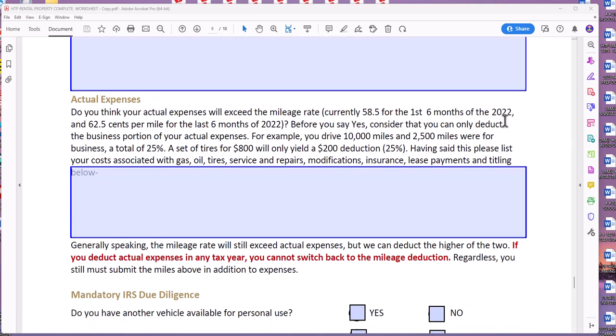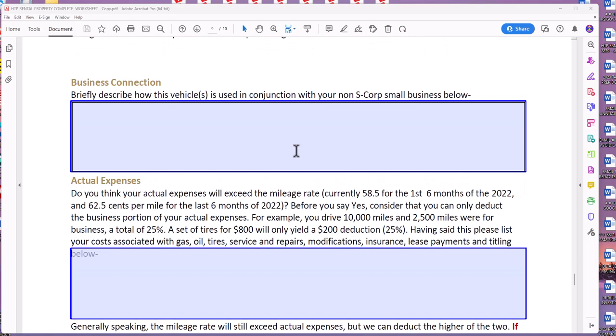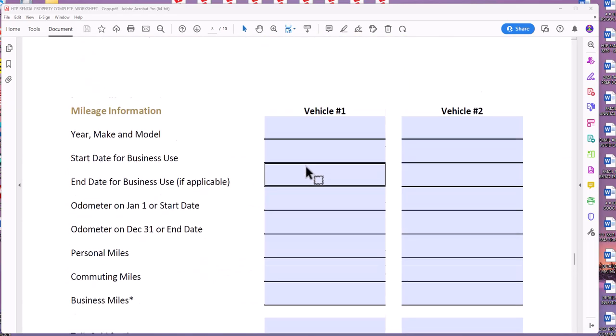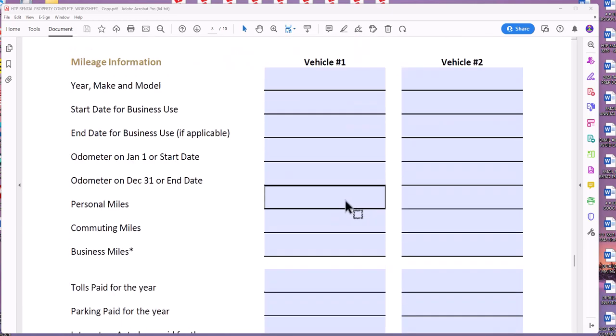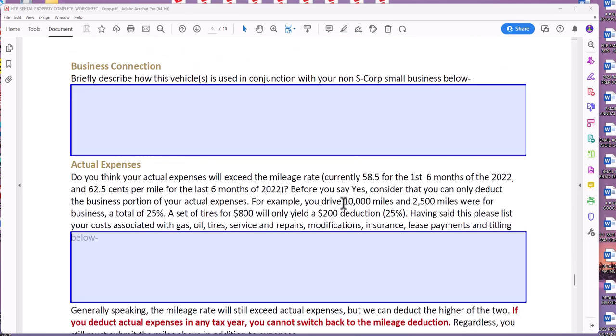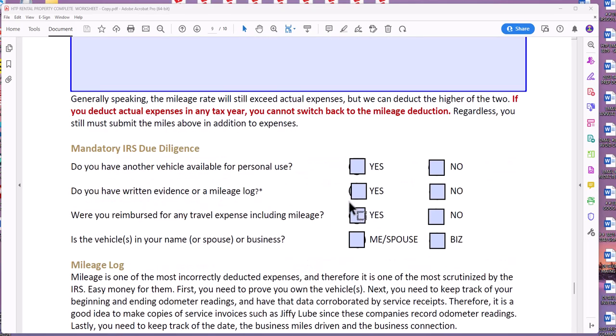These rates have changed. Obviously, this sheet is from 2022, so don't worry about the actual rate where it's at 62.5 cents per mile. For a landlord, you're just going to really be filling out the page 8 portion, giving us the vehicle, year, make, and model, when did you start using it, and the amount of business miles that you drove, and the purpose of what you were driving for. And then you fill out this other sheet.